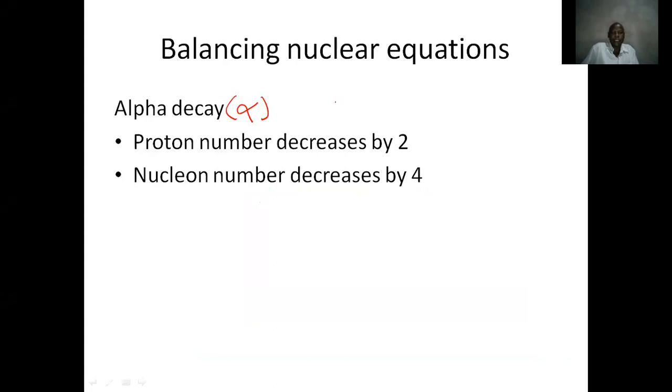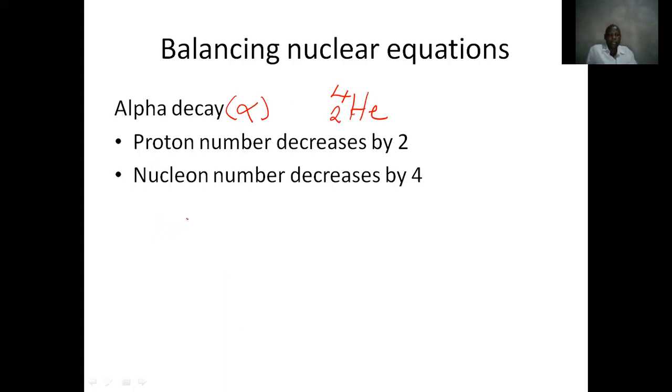Actually, alpha decay is a helium nucleus with the nucleon number 4 and the proton number 2. So meaning that there are 2 protons and 2 neutrons. And so during the decay process, the proton number decreases by 2 and the nucleon number decreases by 4.